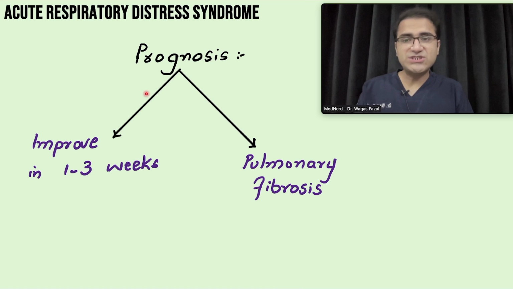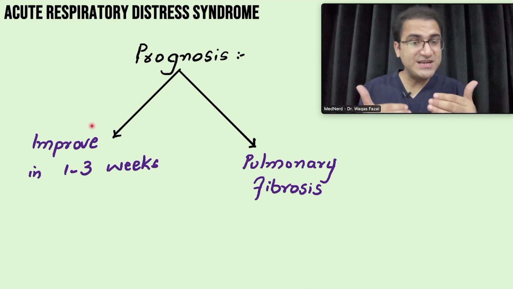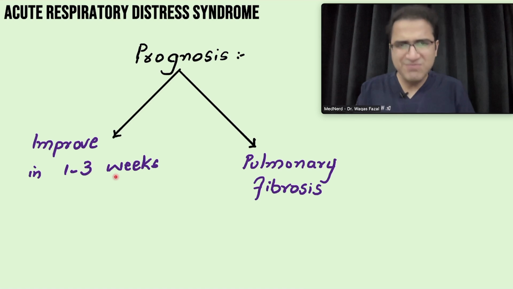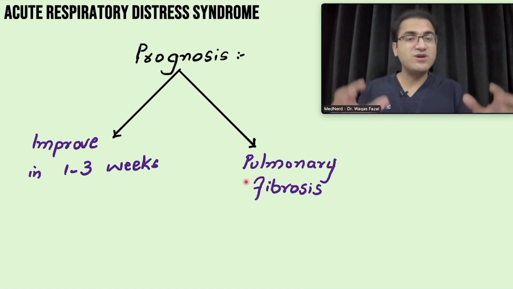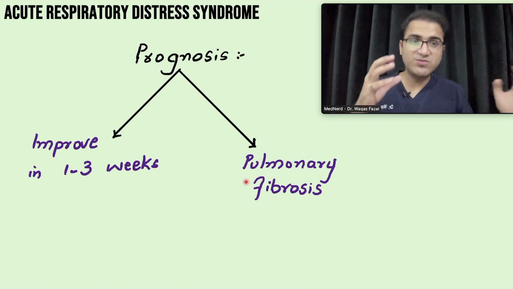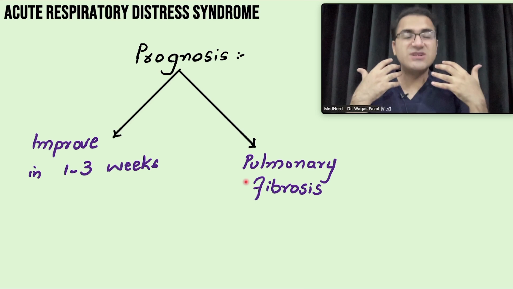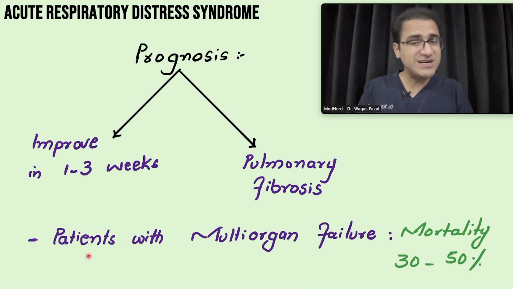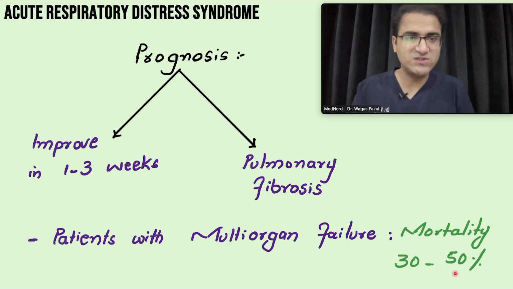Prognosis: most of the patients can improve if early measures are taken, if early oxygenation and hypoxemia treatment is done and patients are shifted to ICU. They improve in 1 to 3 weeks with complete recovery. And in some patients, there can be residual fibrosis because inflammatory response can be so severe in these patients that it can result in permanent lung damage, resulting in pulmonary fibrosis. If the patient develops multi-organ failure, then mortality can be 30 to 50% in these patients, and it may be even higher in patients who are in developing countries.